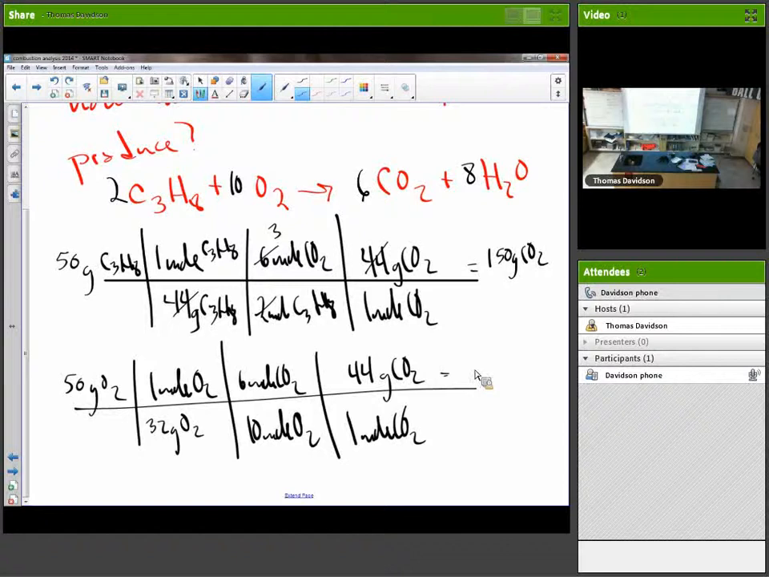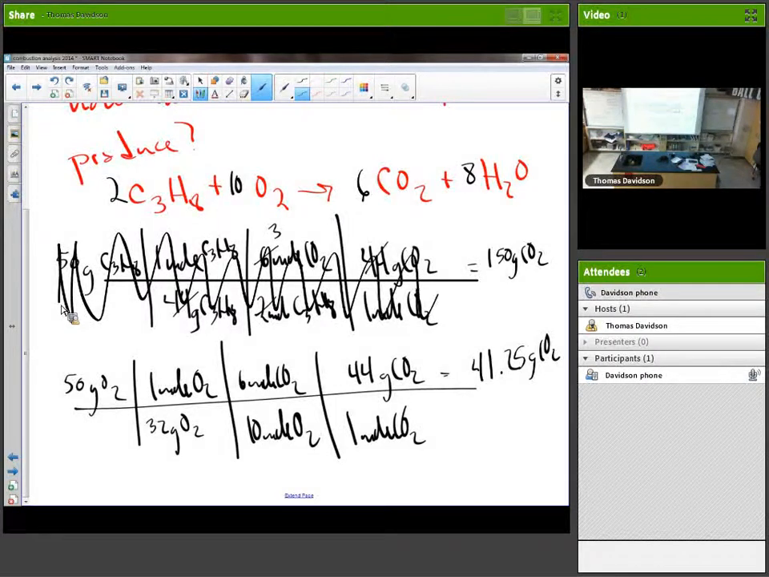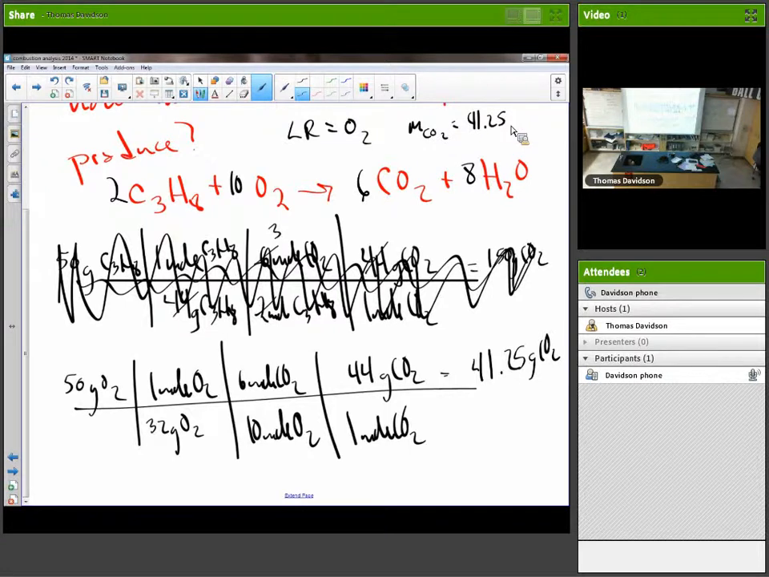41? Yeah. Who agrees? Everybody? Okay, 41 point what? Okay, one of these is way smaller than the other one. Right here, right? So my limiting reactant is O2. Mass of my CO2, 41.25. So what's my excess reactant? Propane, C3H8. And now to find it, I can do it one of like 5 ways.